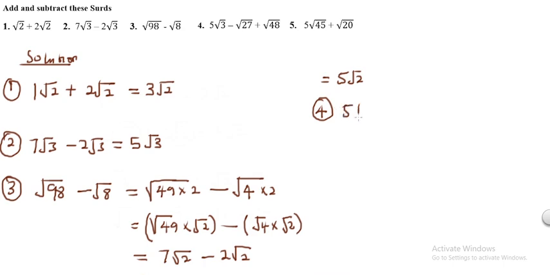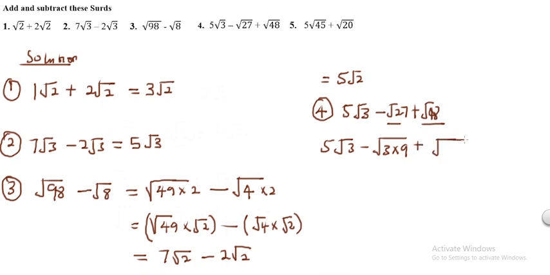We have 5 root 3 minus root 27 plus root 48. If you notice, the base numbers are not the same, but we can simplify this and this. So 5 root 3 minus root 27 can be simplified into root 3 times 9, plus root 48 can be simplified into 16 times 3. So that this is equal to 5 root 3.